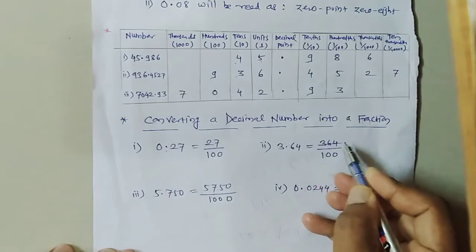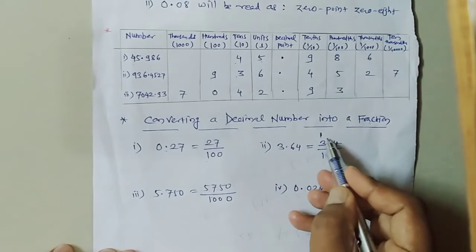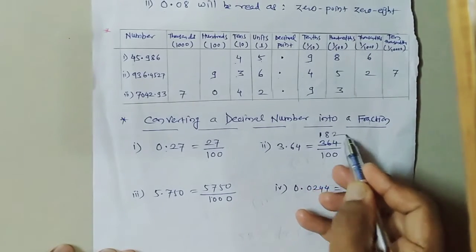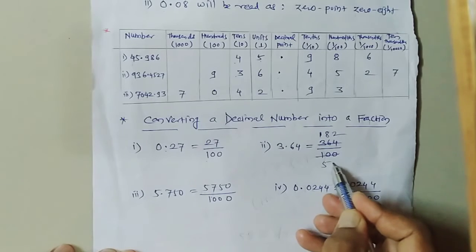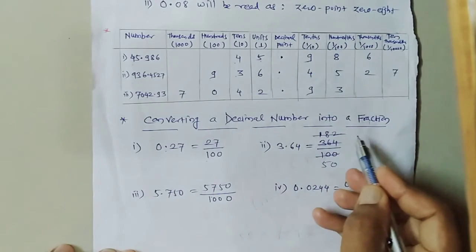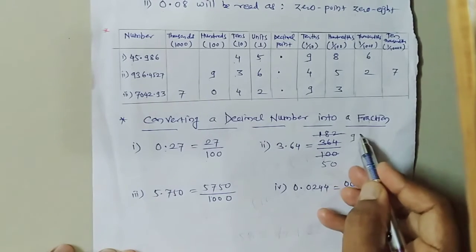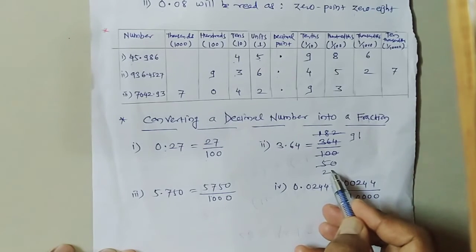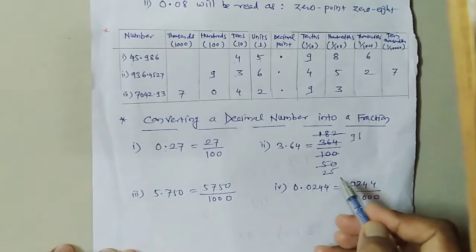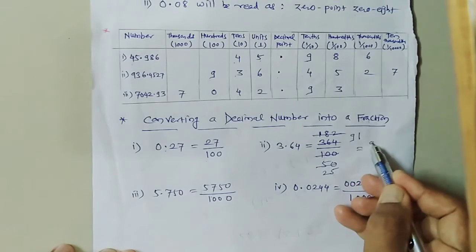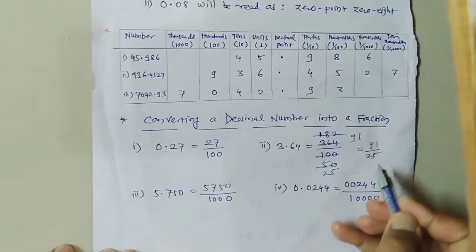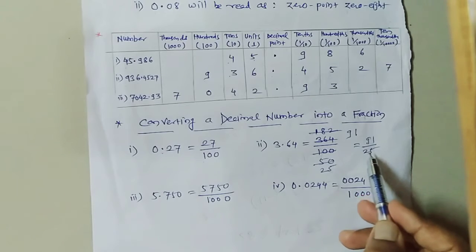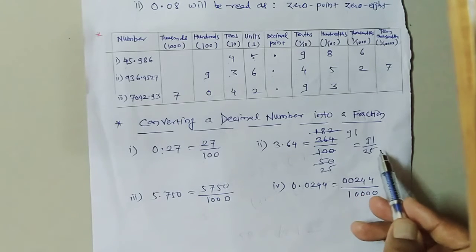See, 2 1s are 2, 2 8s are 16, 2 2s are 4, 2 5s are 10, 0. Then again 2 9s are 18, 2 1s are 2, 2 2s are 4, 2 5s are 10. So 91 divided by 25. You can write this fraction as a mixed fraction also.